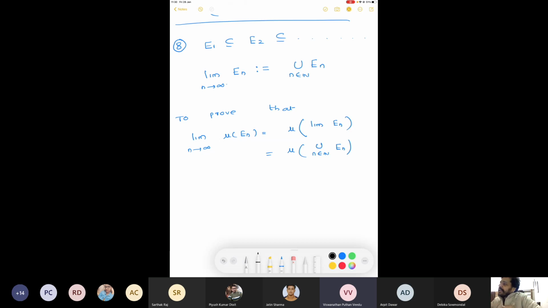How can one approach? What I can use is only the fact that mu is a measure. Remember, we are in a general measure space, not a specific measure like outer measure or counting measure. That means we know mu satisfies certain conditions, and using those conditions we should be able to prove this. Using countable additivity, somehow we have to prove this. But countable additivity is related to disjoint unions, and here the En are not disjoint. So from the En, I have to get a disjoint union, and then I can apply countable additivity and possibly get this result. The crux of the matter is how to go from this En to disjoint unions so that I can use countable additivity.